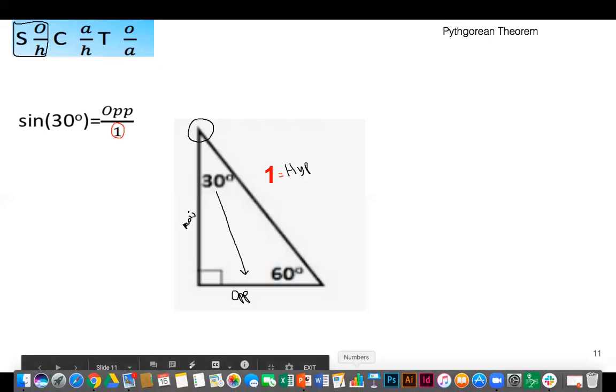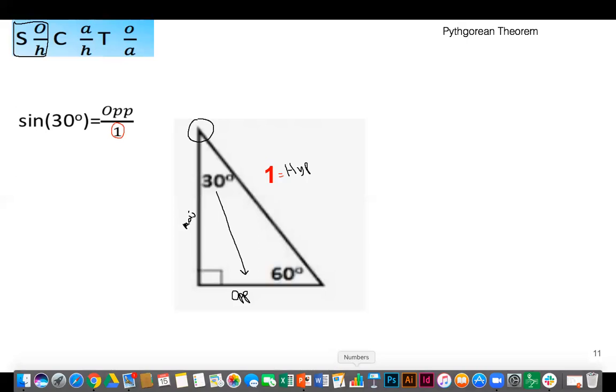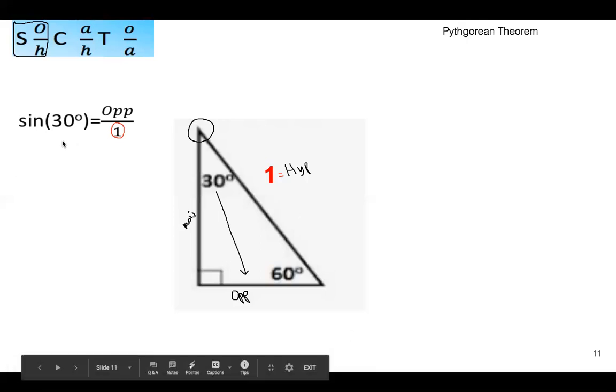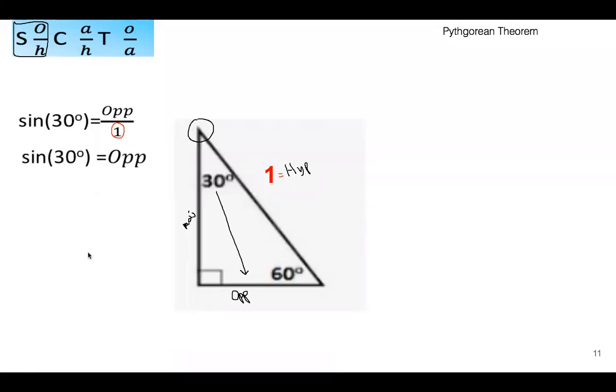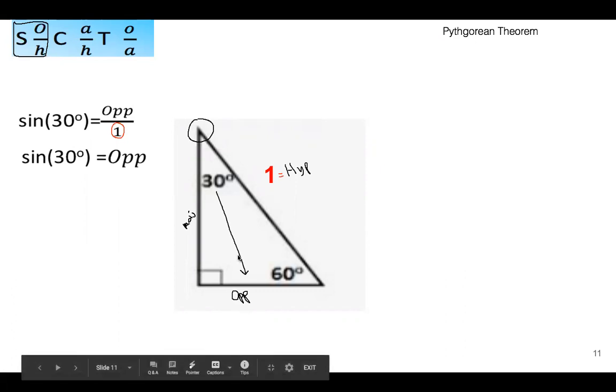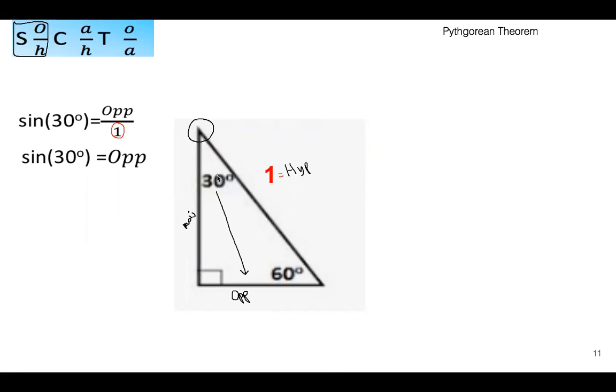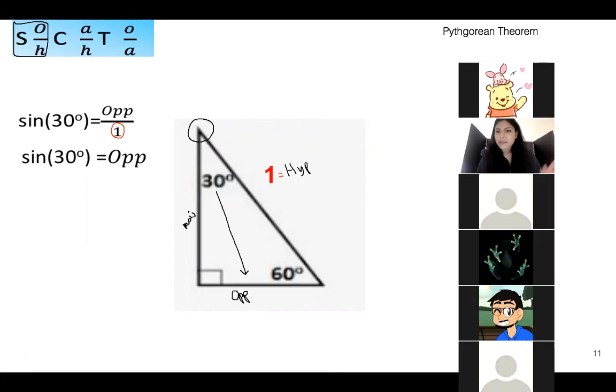Everyone, anything divided by 1 is just the number itself. So this becomes sine of 30 equals opposite. So we have that the opposite side is going to be equal to whatever sine of 30 is. Well, what is sine of 30? Now, in geometry class, I believe y'all had a little number chart y'all would use, right? Let's see what's in the chat.